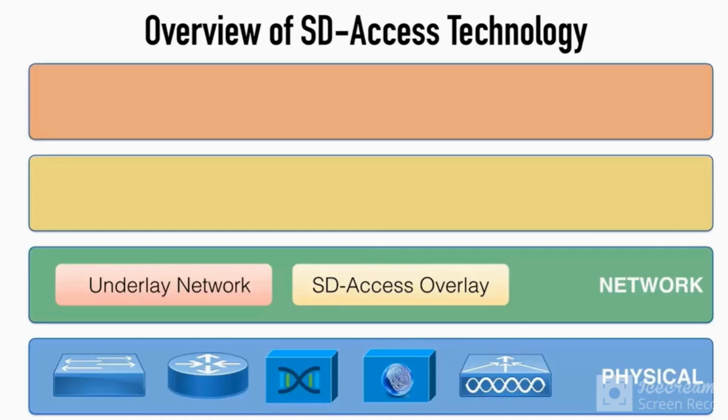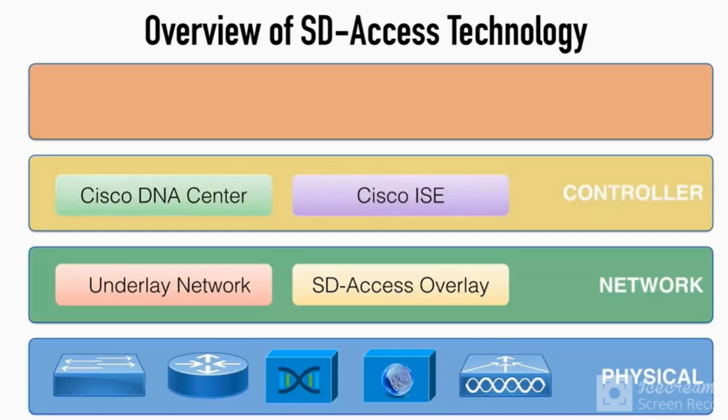As we saw earlier in our example topology, this overlay strips out some of the limitations and complexities of the network and makes a more simplified fabric. The tunneling is performed using VXLAN encapsulation to build that fabric. And then we have the controller layer, which consists of Cisco DNA Center and Cisco Identity Services Engine appliances.